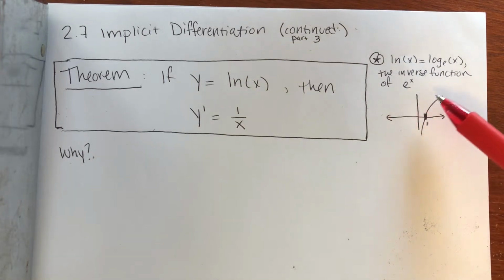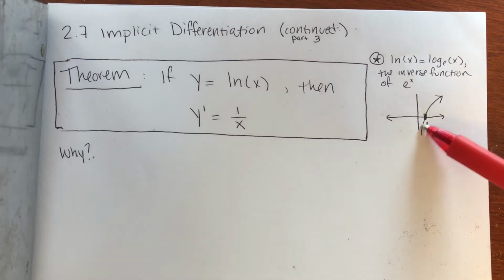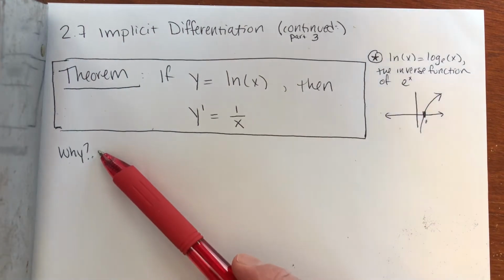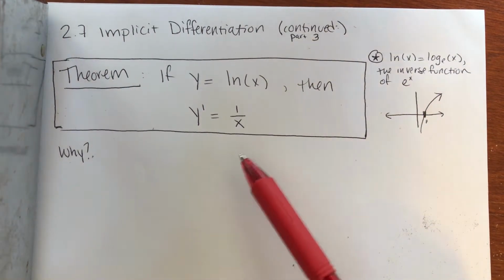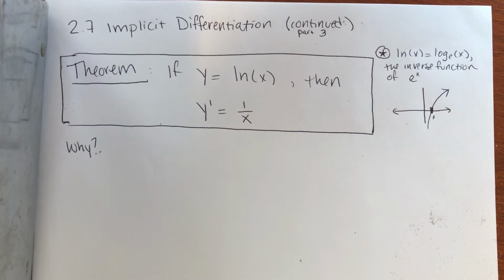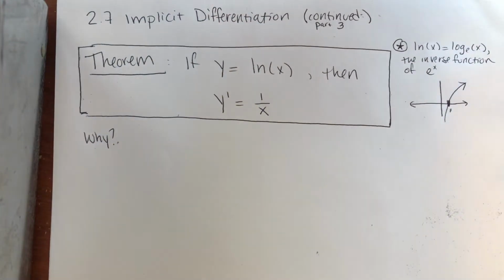Remember, ln of x is just the natural log of x. It's log base e, the inverse of the e to the x function, right? Its graph looks like this. So according to the theorem, the derivative of the natural log function is 1 over x. We can prove that this is true using logarithmic differentiation. So let's see why that works.